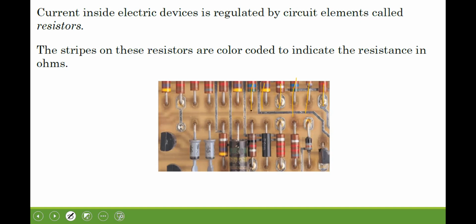Now, the stripes on this resistor, look at these cylinders here. Do you see the stripes and the cylinders? These cylinders with the stripes are the resistors that regulate the movement of the current. If they want to measure or indicate the resistance, they use these color stripes. The white one makes a measure. It means something in electrical. But look at the black one. For the black one, there's no resistance here. Only the cylinder with the color stripes.